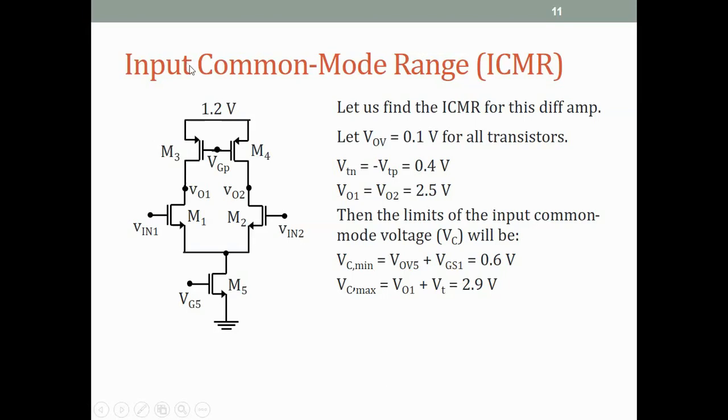To begin, let us look at the input common mode range of this simple differential amplifier with NMOS inputs, and then we look at the ICMR with the differential amplifier with PMOS inputs, and then we'll discuss. So let us assume for this that the VOV is 0.1 for all the transistors, the minimum possible. Let us assume that the threshold voltages are 0.4, and let us assume that the DC output voltages are 2.5 volts. I'm sorry, this is 3 volts here, a mistake.